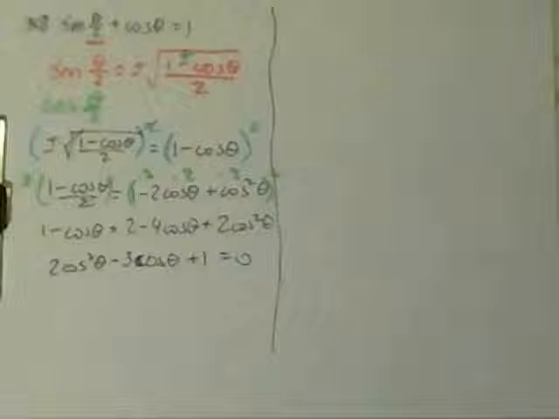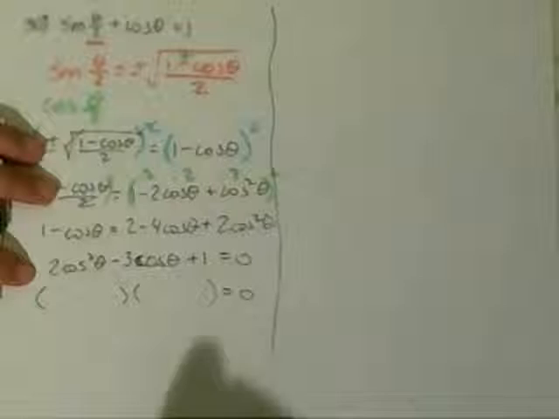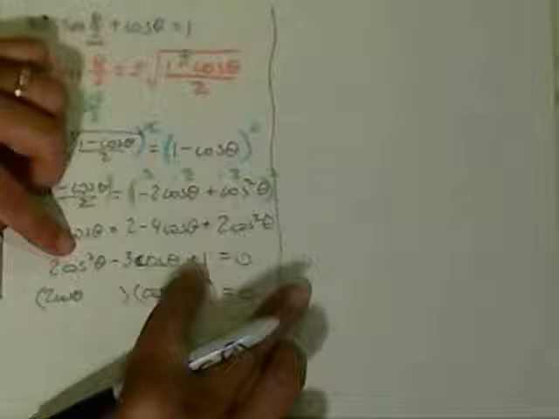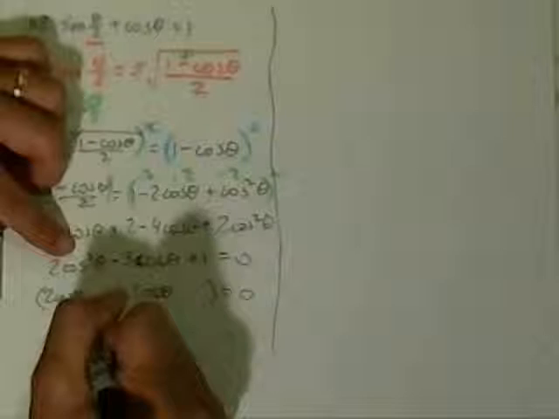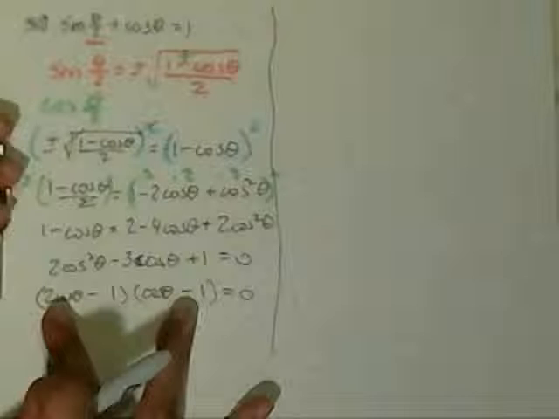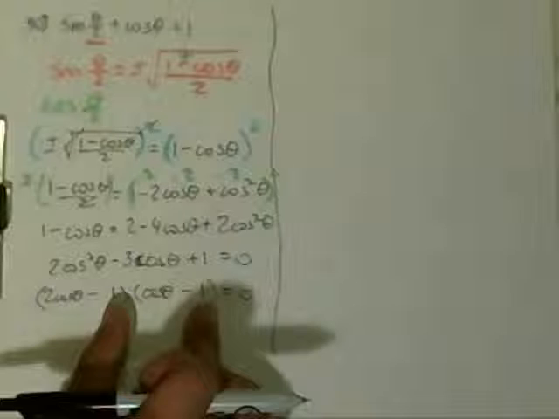Step 1. Step 2. Notice that 2 cosine theta times cosine theta is 2 cosine squared theta. Step 3, the signs. The sign is positive, that means they're both going to be the same sign. This tells you they're going to be both minus. Step 4, the factors of 1 is only 1 and 1. We're going to check our outside and inside, our foil. Minus 2 cosine theta, minus cosine theta, minus 3 cosine theta. The last two factors, minus 1 times minus 1 is plus 1. Check your foil.